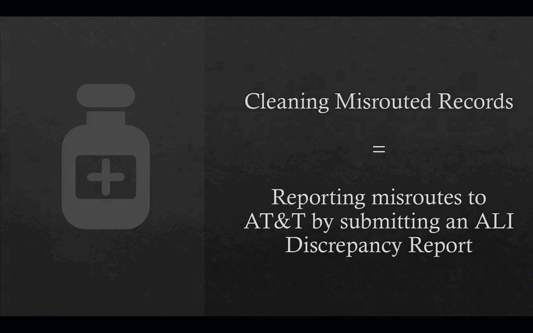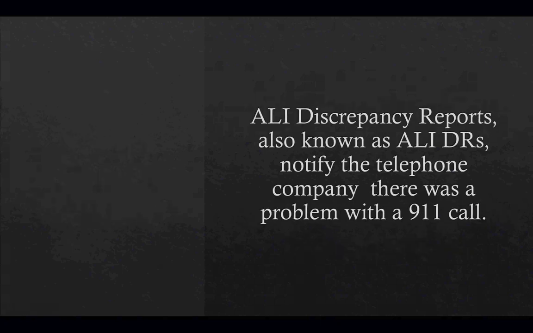Because the calls ended up at the correct or near the correct 911 center, we haven't been reporting these very much. But now with all of the EZNet stuff going on, we really need to be reporting them frequently. So an ALI discrepancy report is known as an ALI DR, and it notifies the phone company that there was a problem with a 911 call.